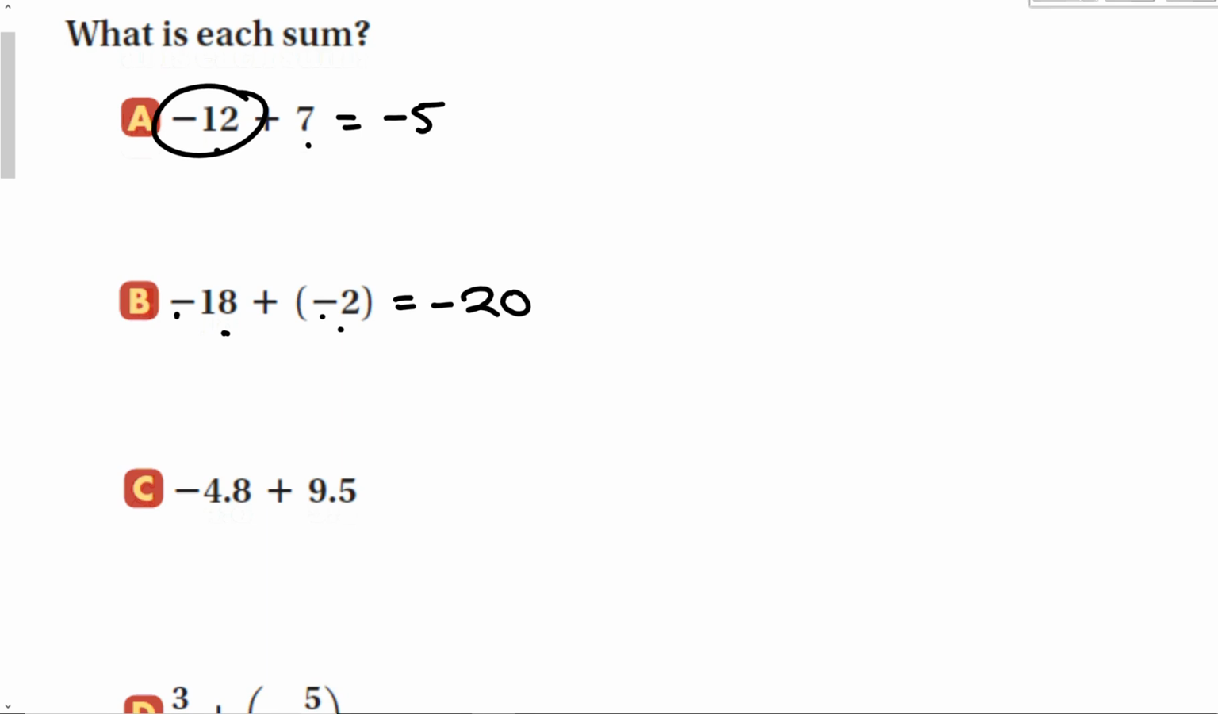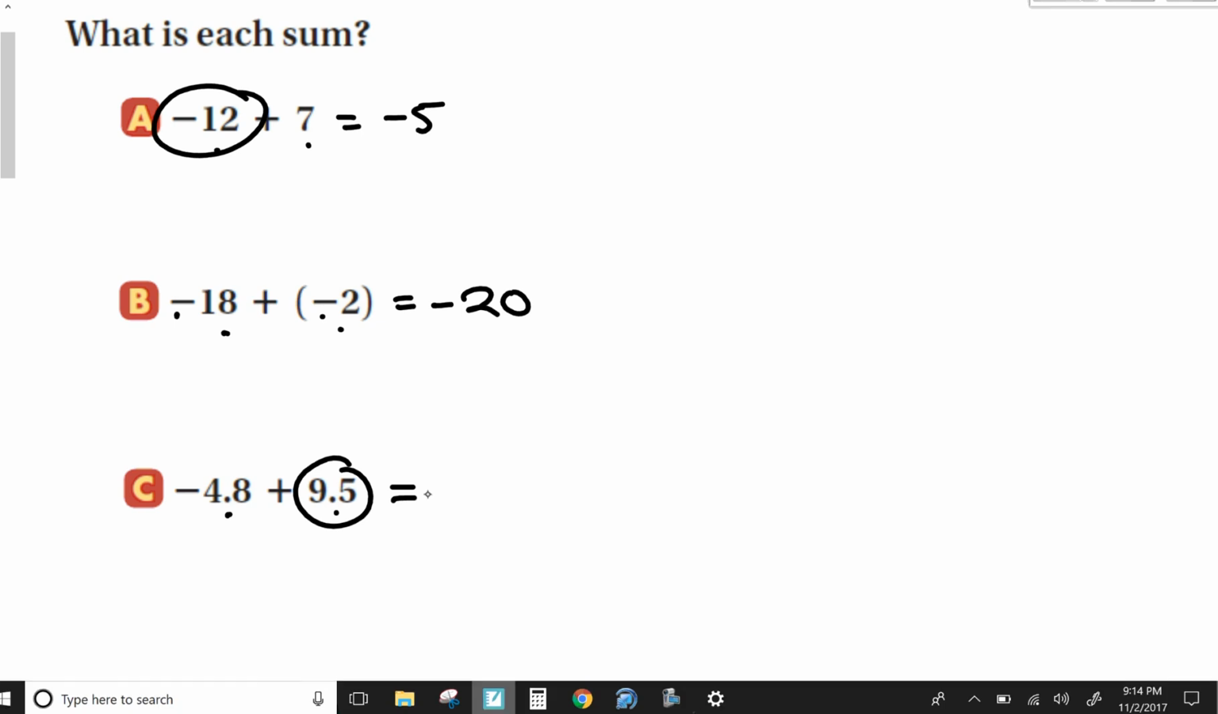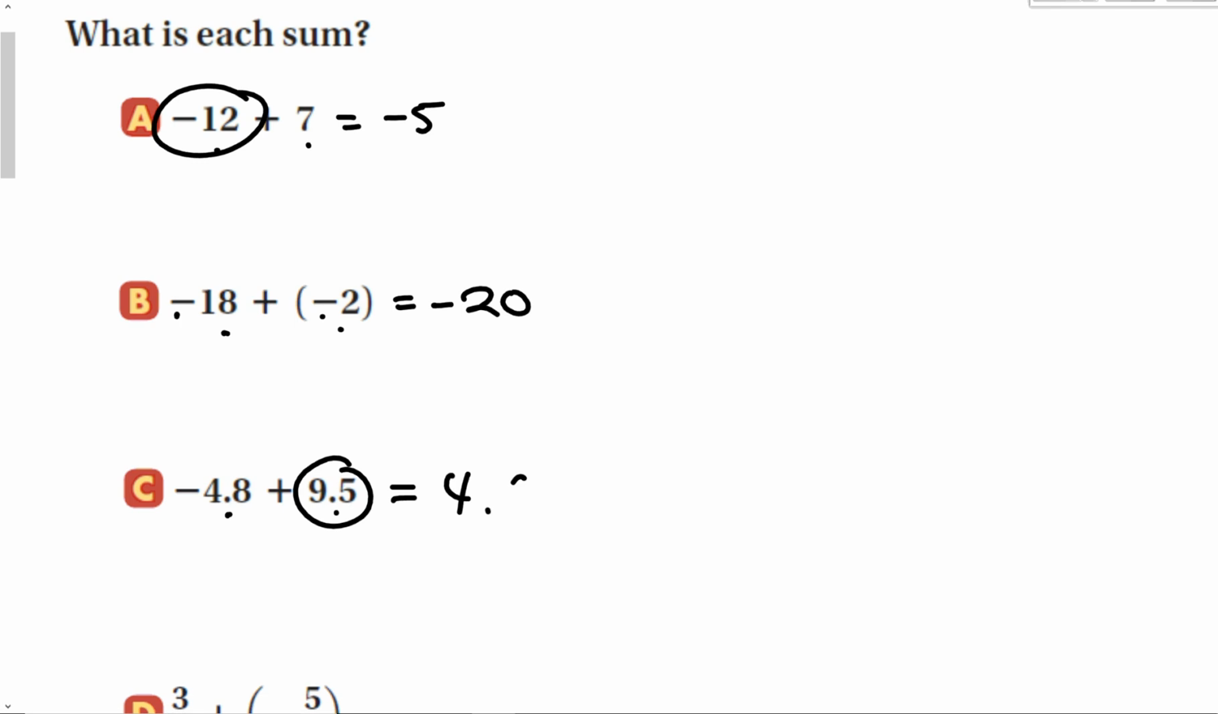Okay? Doesn't have to be any different with decimals. So now we are just going to subtract, and the answer is going to be positive because 9.5 is positive. So 9.5 minus 4.8 is going to be 4.7.